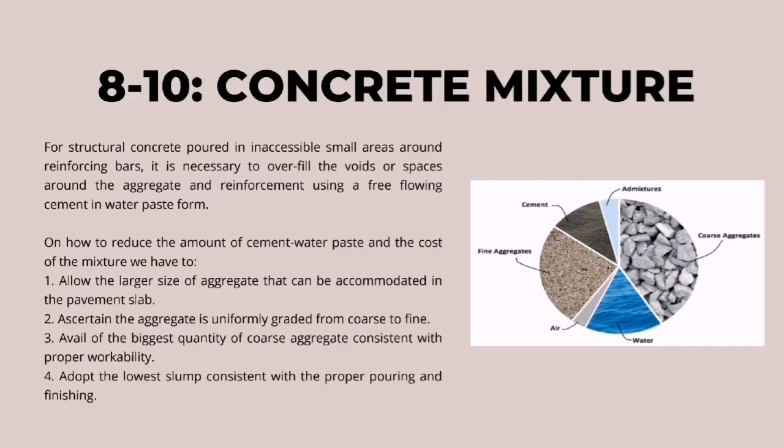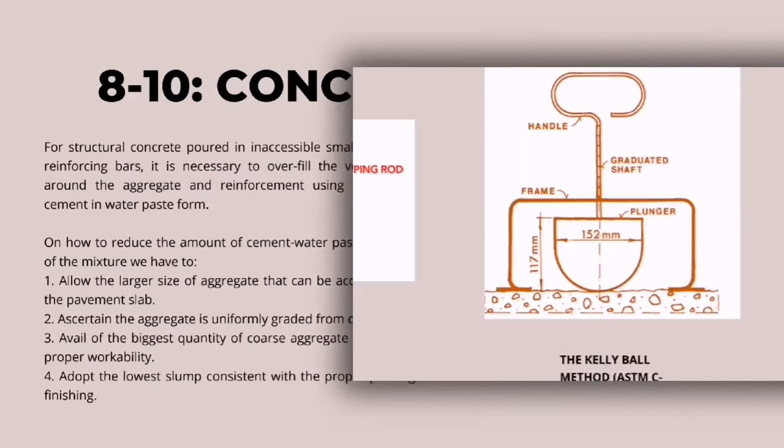On how to reduce the amount of cement water paste and the cost of mixture, we have to first allow the larger size of aggregates that can be accommodated in the pavement slab. Second, ascertain the aggregate is uniformly graded from coarse to fine. Third, avail of the biggest quantity of coarse aggregate consistent with proper workability. And lastly, adopt the lowest slump consistent with the proper pour and finishing. For concrete pavement, the specified value of slump is 1 to 2 or 2 to 3 inches.